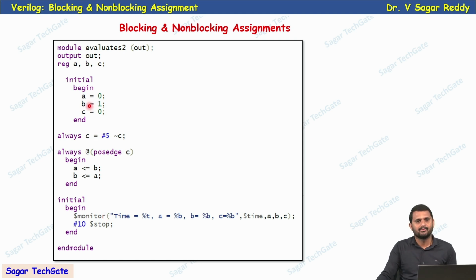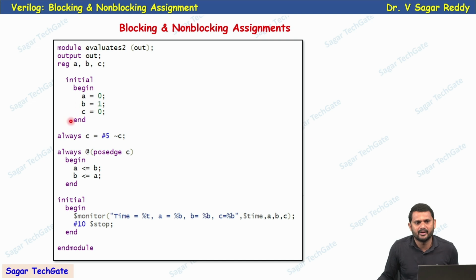Anyway, we have 4 procedure blocks. Let's start with this initial. Assume that first we'll start with initial; you can start with this one also. Now A equal to 0, B equal to 1, C equal to 0. Now C is 0, B equal to 1, A equal to 0.